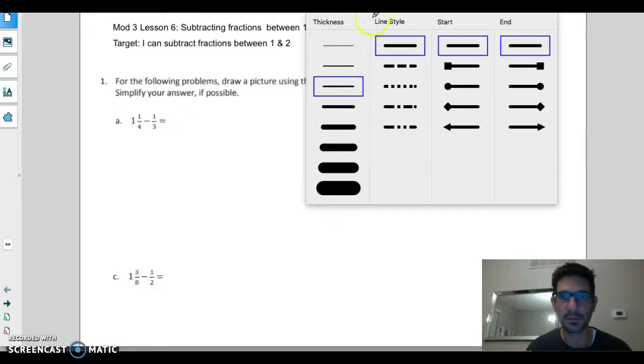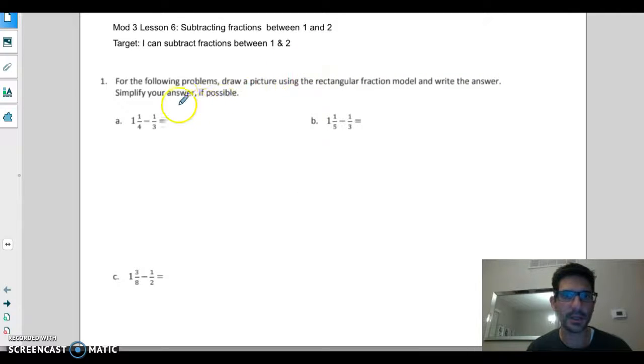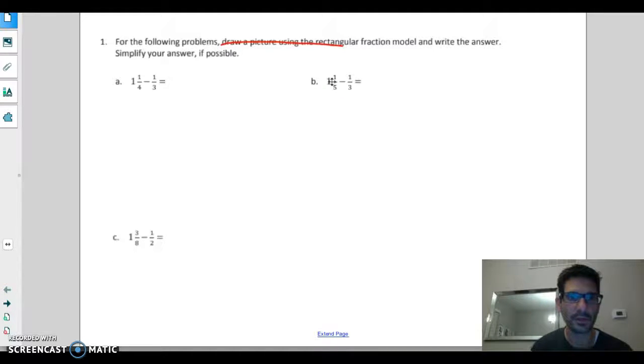Let's get going on lesson 6. Tonight what we're going to do is subtract fractions between 1 and 2. It says draw a picture, but we're not going to do that. I'm not going to make things more confusing, so let's just solve this.